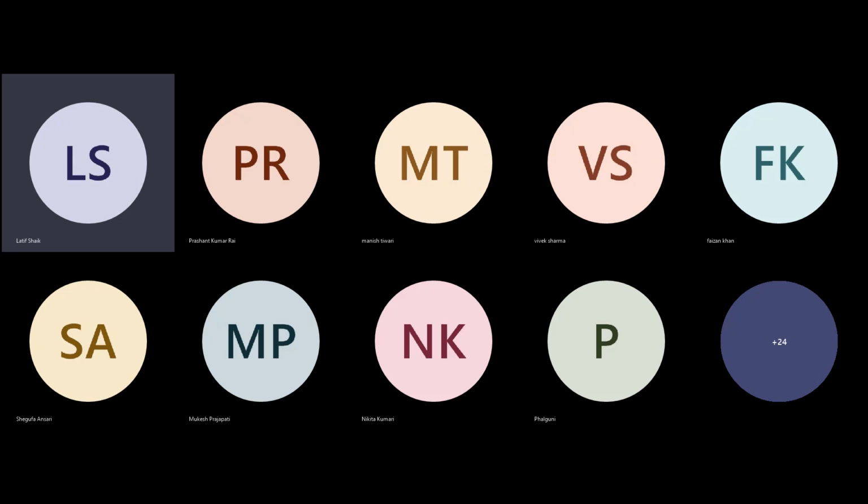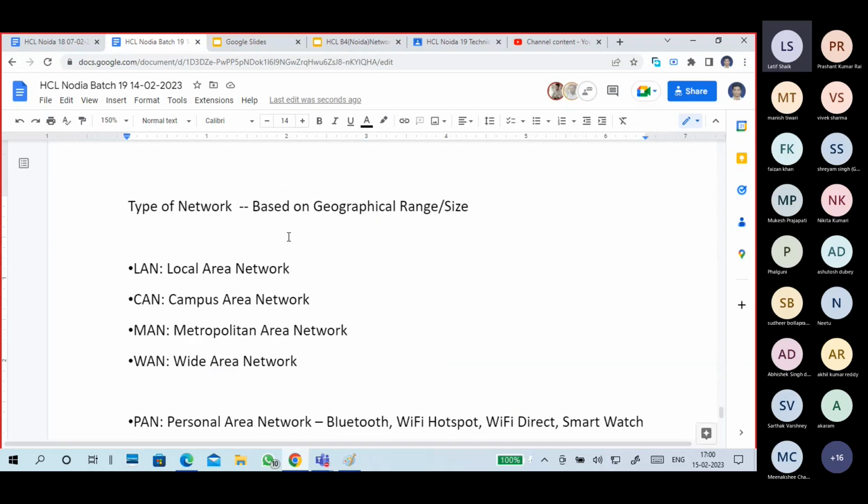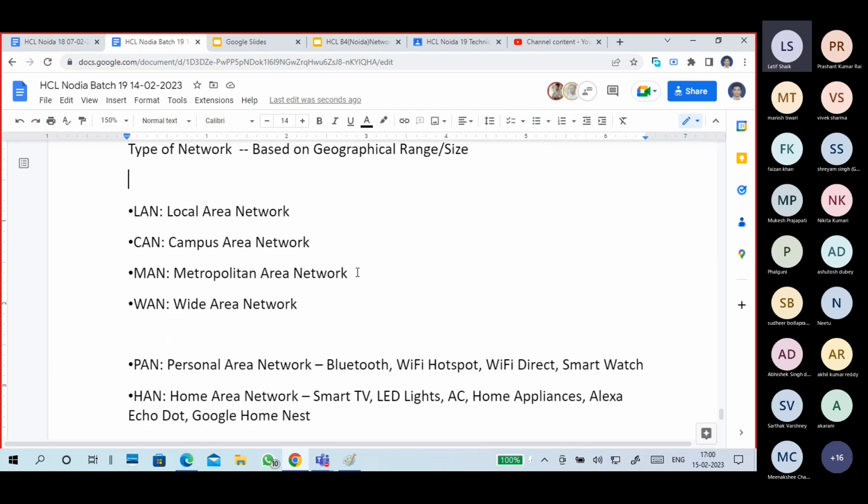It's like connecting devices. So you connect devices, and what size? How many devices? What size is the network? Based on geographical size or range, we divide networks into mainly four types: LAN, CAN, MAN, WAN. Local area network, campus area network, metropolitan area network, wide area network. So totally four networks.